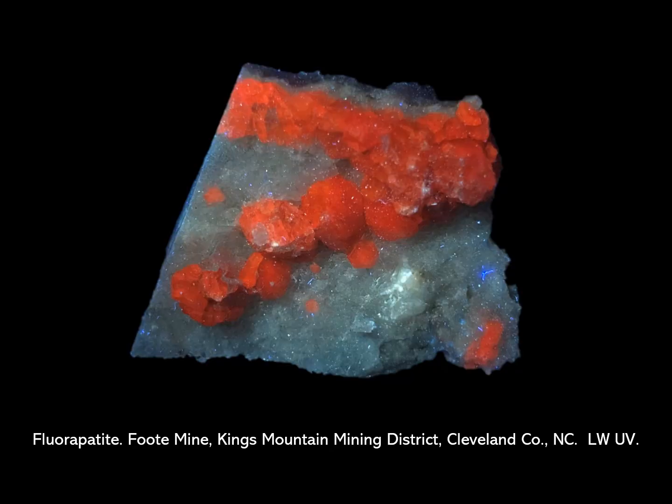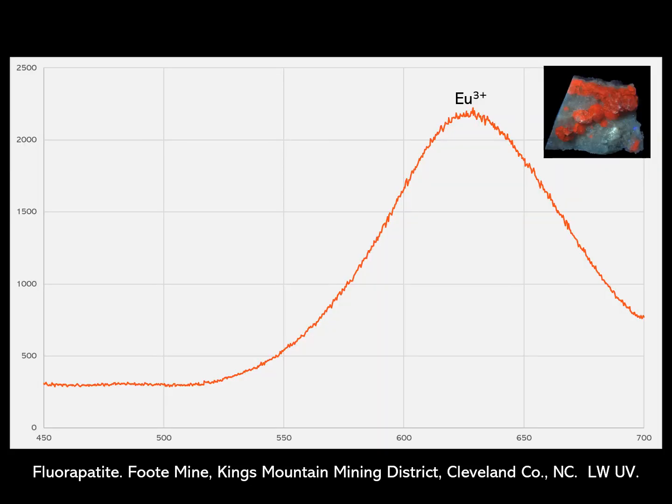Our next example, moving on to a pegmatite example, is fluorapatite from the Foot Mine in North Carolina. We were interested in this apatite because it luminesces a very distinct red color that you don't see very commonly. And the fluorescence that we were getting from it, as far as emission-wise, looked like it was potentially europium 3+, which is not what we were expecting.